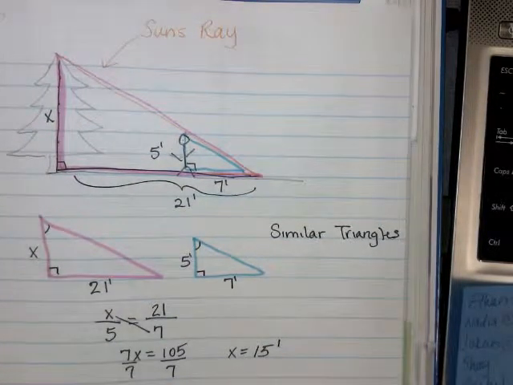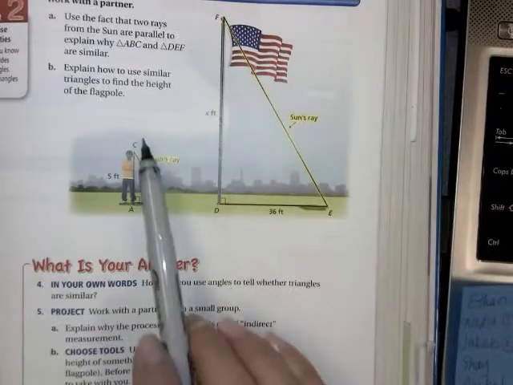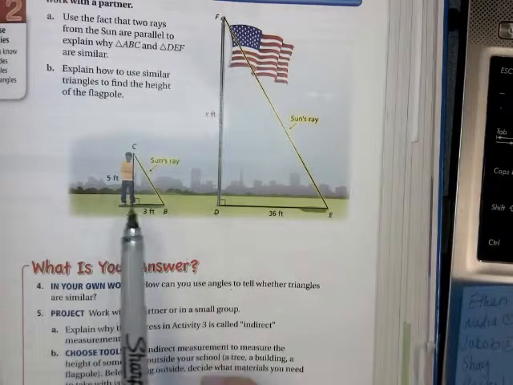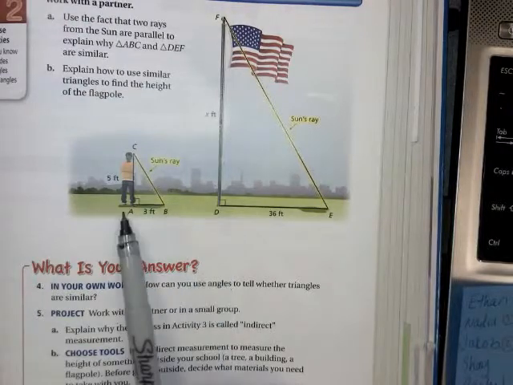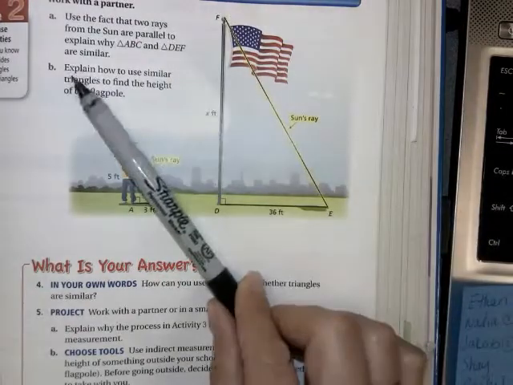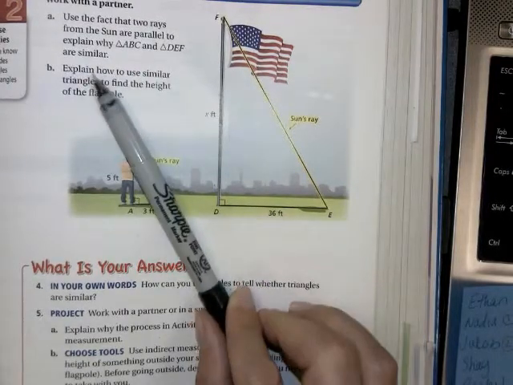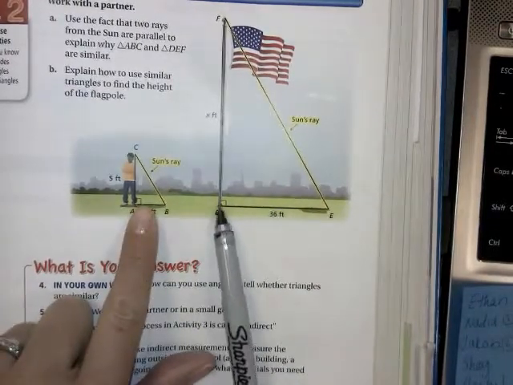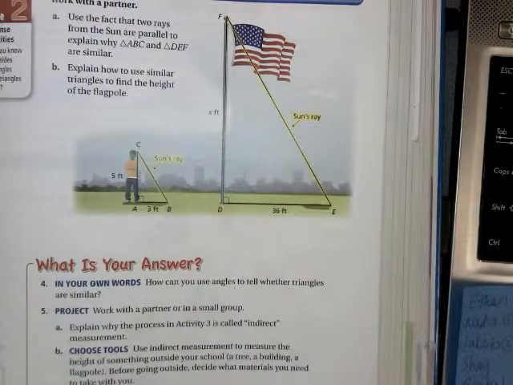The one in your book showed a person and the sun's ray and a flagpole and the sun's ray. Now the same thing happens in this situation. They're both making a 90-degree angle with the ground. That's one angle that's the same. And they're both being hit by the sun from the very same angle. I know that because they've told me that the rays from the sun are parallel lines, which means they're hitting at the same angle. So because the 90-degree angle is the same and that top angle is the same, these two triangles are going to be similar.